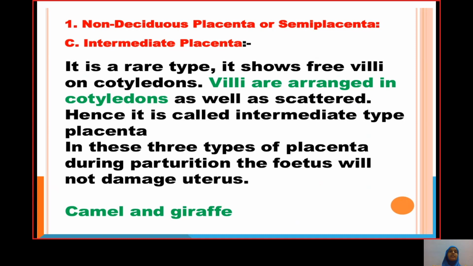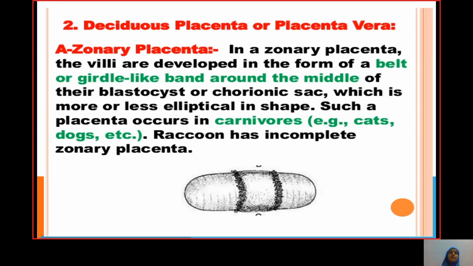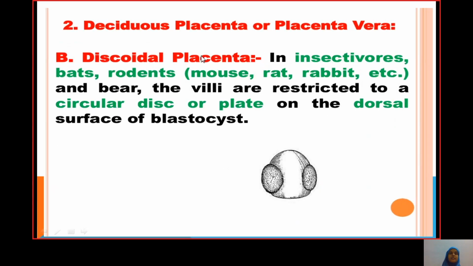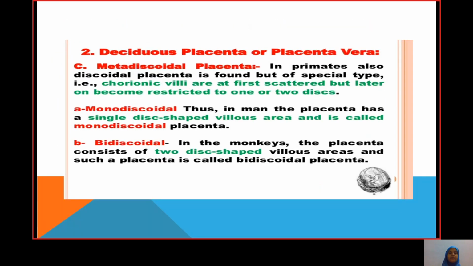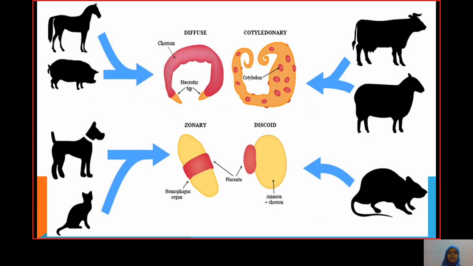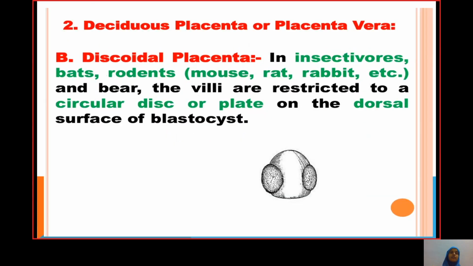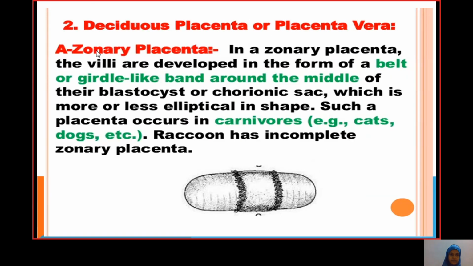This is about the non-deciduate placenta, three types: diffused placenta, cotyledonary placenta, and intermediate placenta, which we discussed. Next we will discuss the deciduate placenta. Deciduate placenta is also divided into three types: zonary placenta, discoidal placenta, and metadiscoidal placenta. First we will discuss the zonary placenta.